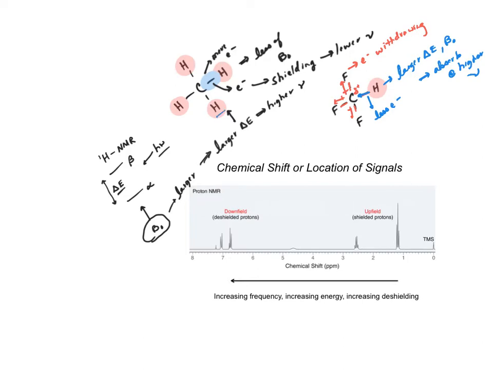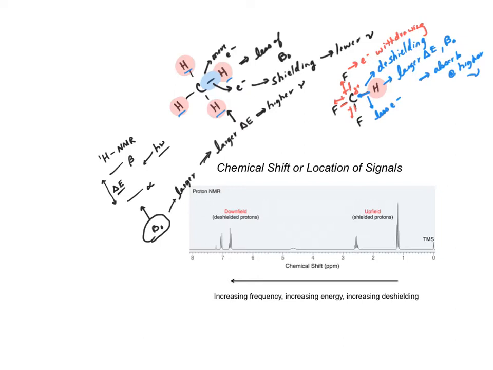compared to these guys, because they are shielded, right? So because these electron withdrawing groups withdraw this electron density, we call this overall deshielding. If electrons are nearby, because there are electron donating groups or not any electron withdrawing groups, we call that shielding. Whereas if there are electron withdrawing groups removing that electron density, we call that overall effect deshielding.